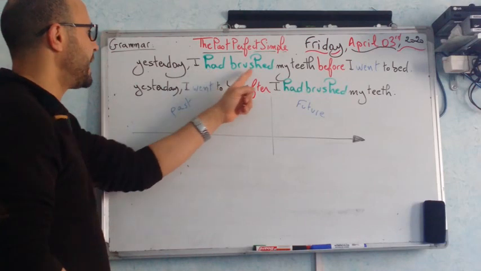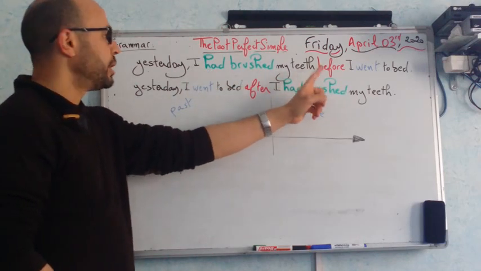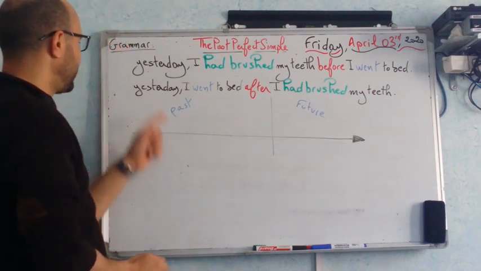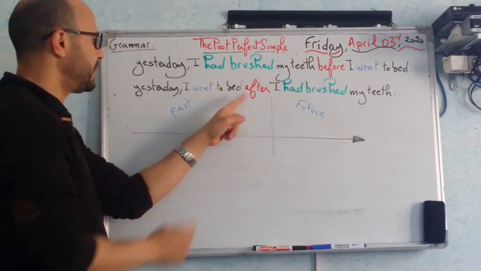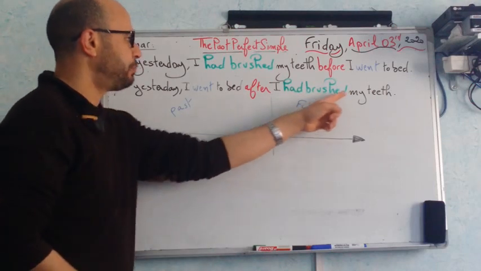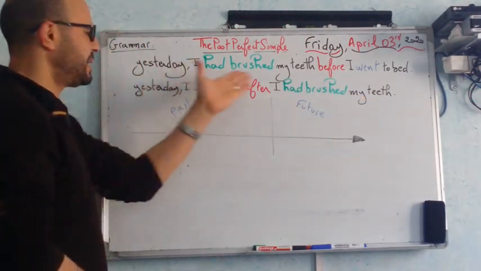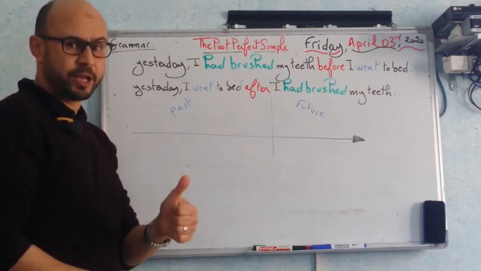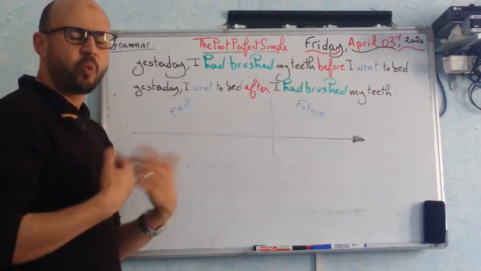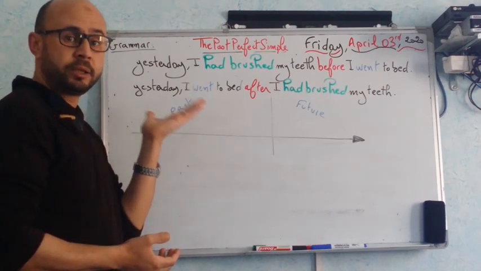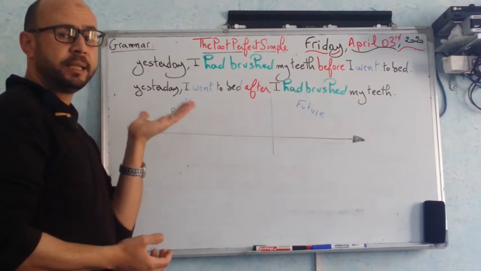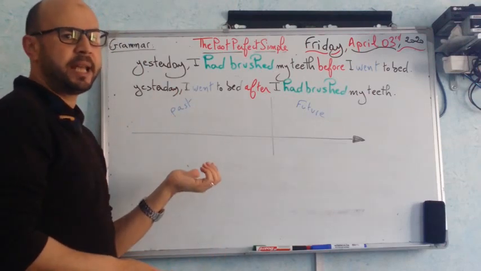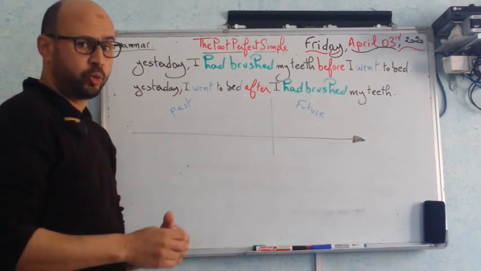Yesterday, I had brushed my teeth before I went to bed. We can write it differently. Yesterday, I went to bed after I had brushed my teeth. Now, in this sentence above, how many actions do I have? First question. Second question, when did this sentence take place? Did it take place in the present or in the past? And how many actions do I have? One action, two or more?